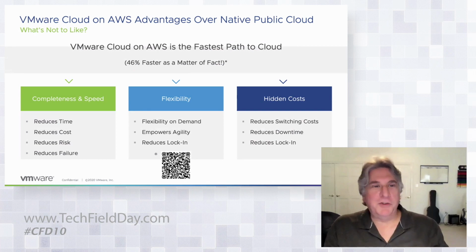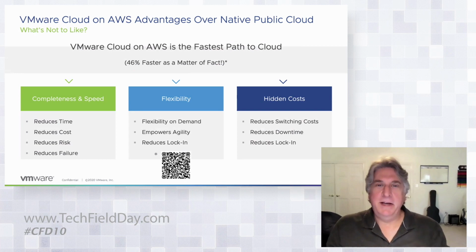As far as completeness and speed, it reduces time, it reduces costs, it reduces risk. I think it helps reduce failure. From flexibility, it gives our customers flexibility on demand. It empowers agility, reduces lock-in. And then when we look at the hidden cost side of it, it reduces the switching costs, it reduces the downtime, and it also reduces, I think, lock-in as well.